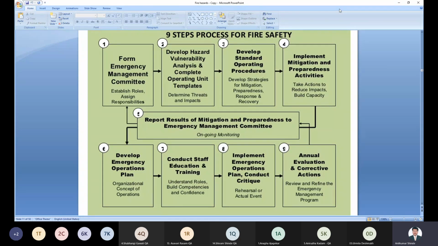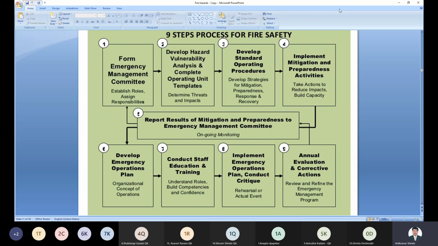So these are all the steps of the committee. And you can prepare the report for that committee. This report covers the results of mitigation and preparedness and goes to the emergency management committee. With this report, the management committee can decide what to do next, after how to prevent that fire. You can take some decision about this. Then develop the emergency operation plans.